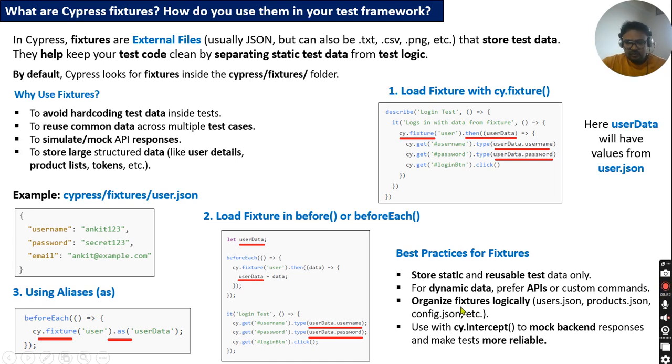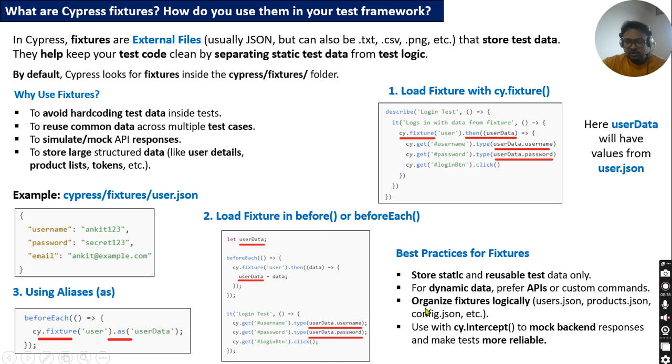Okay, for dynamic data, prefer API or custom command. Do not store the dynamic data in the fixture, guys. Over fixtures, prefer the API or the custom command. Just create a custom command. We will talk about what a custom command is in Cypress, because that is also one of the crucial things to touch on when we are learning about Cypress.